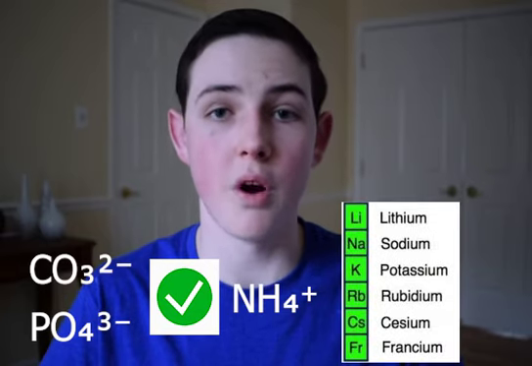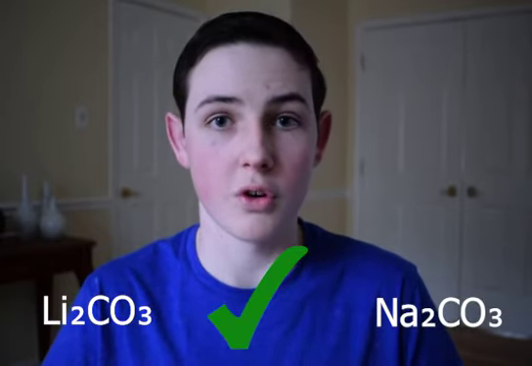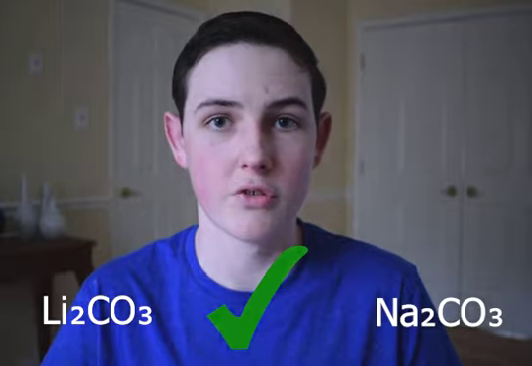So there are some ions that are only soluble with a few other ions. For example, carbonate and phosphate are only soluble with ammonium, NH4+, and elements in group 1. So for example, if I were to have lithium carbonate or sodium carbonate, those would be soluble because sodium and lithium are in group 1.